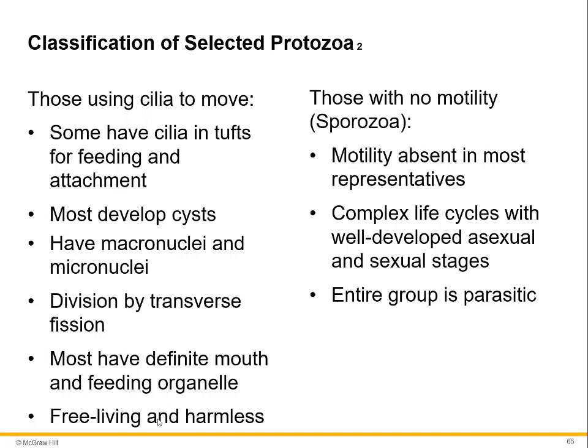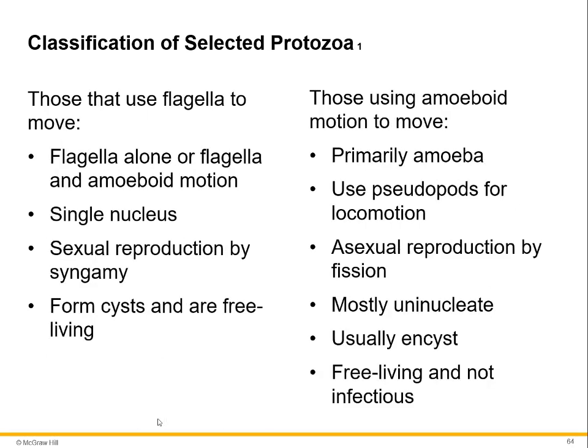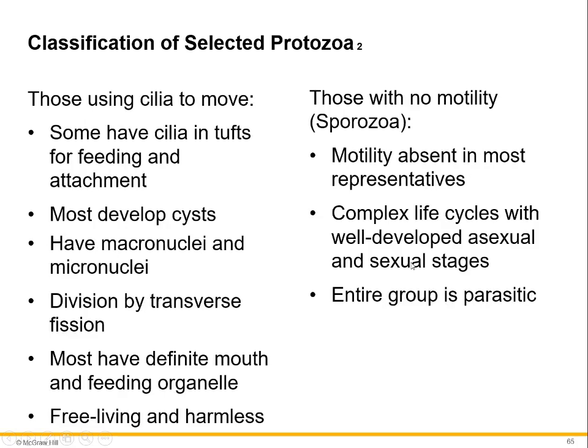There are very few, maybe one or two, of the ciliophorans, the ones that have cilia, that are actually going to be very dangerous and pathogenic. The most pathogenic ones are the ones with the flagella or the amoeboid movement, and the ones that don't have motility. The sporozoans always are parasitic. The entire group is parasitic.